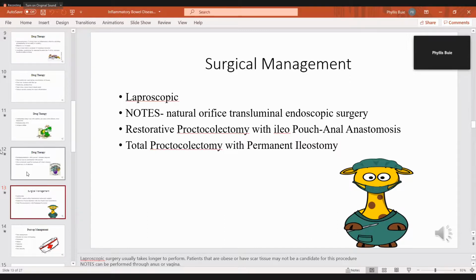And this ostomy may be reversible and it may not be reversible. It just depends on the amount of disease that they have in there and how much of their colon has to be resected. But the restorative proctocolectomy is your gold standard of care for these patients with the pouch anal anastomosis.